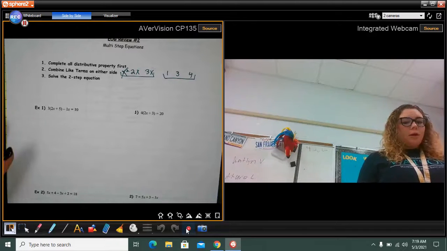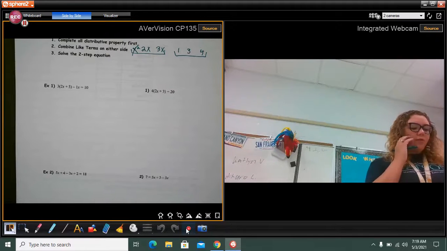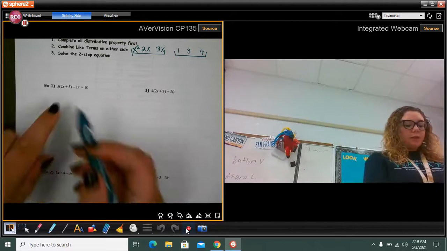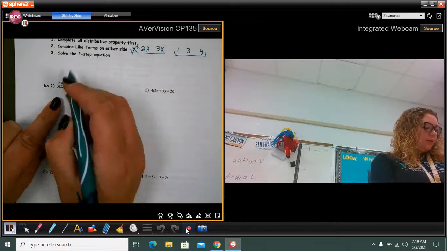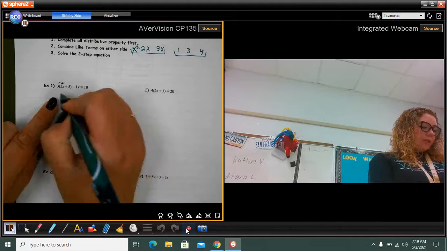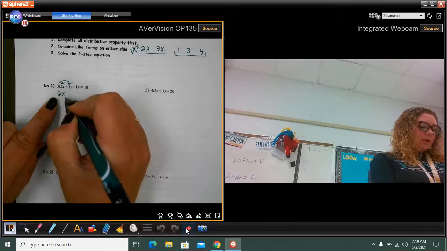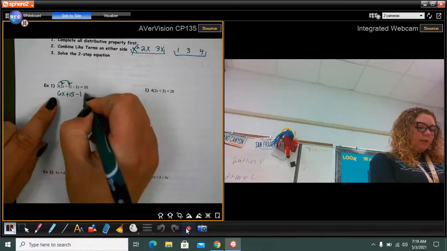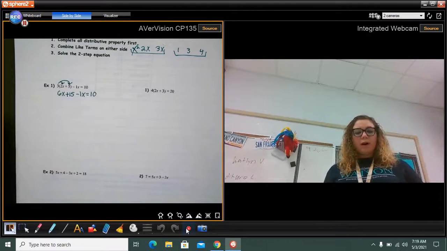So let's look at example 1. The first thing is we always want to do the distributive property first. If you see parentheses, we want to distribute this 3 in. 3 times 2x is going to give me 6x. 3 times 5 is going to give me 15. Bring everything else down. Now we're going to combine like terms.